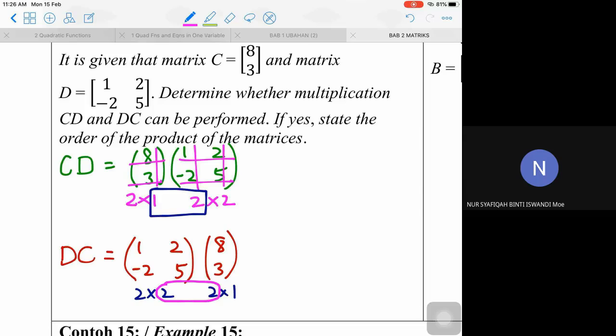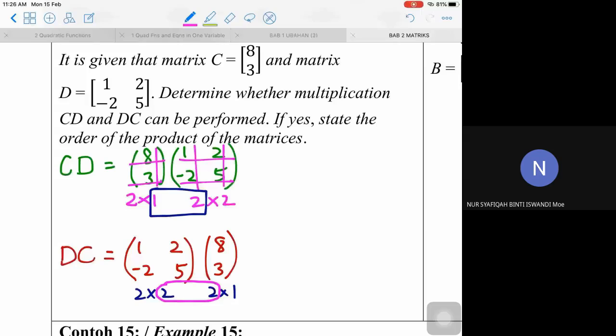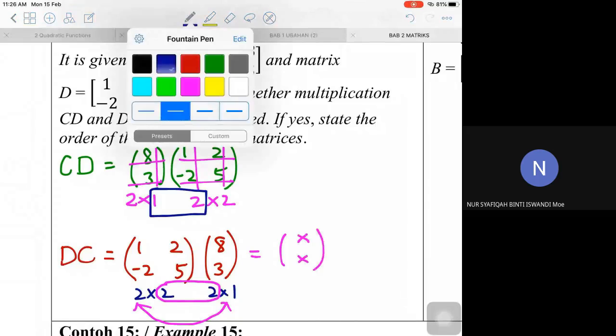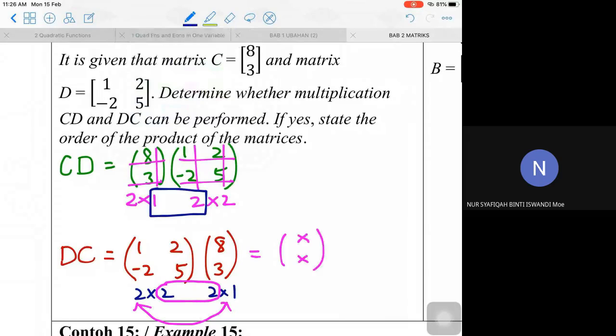So what is our order of the product? The order of the product is 2 times 1. So maybe you can draw two rows, one column, like this. 2 times 1. So the answer should be like this. It means our answer should be one upstairs, one down there. Atas satu, bawah satu. Dua nilai saja di situ.